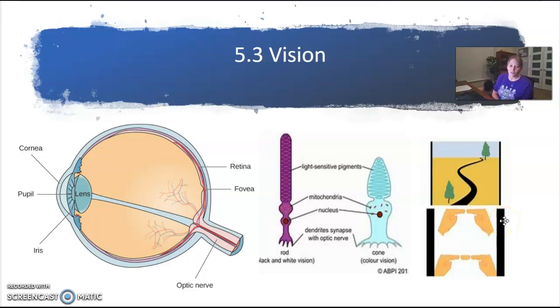So binocular cues use both eyes to determine depth. And monocular cues use only one eye to determine depth. We use more monocular cues than binocular cues. So that is 5.3, our vision.